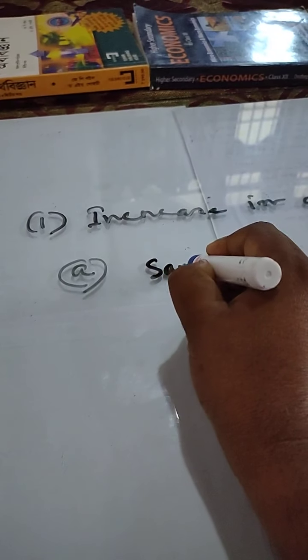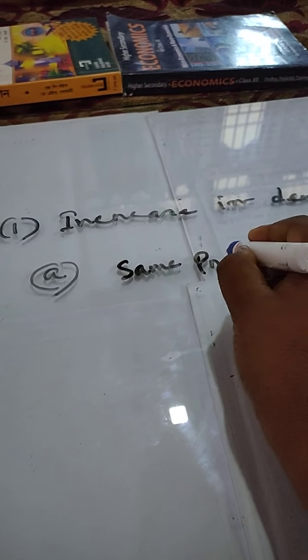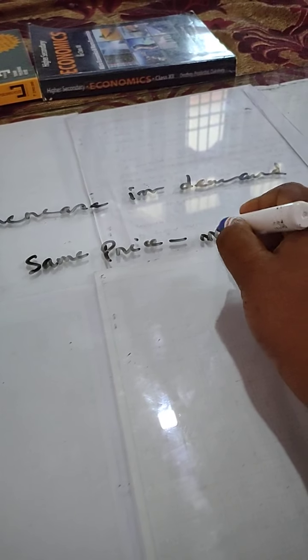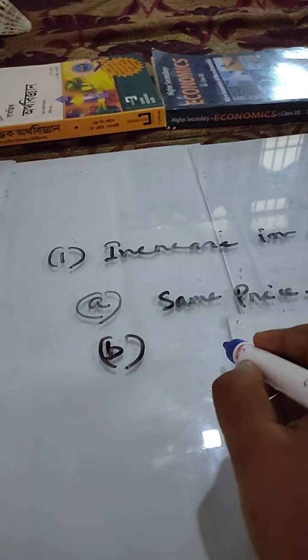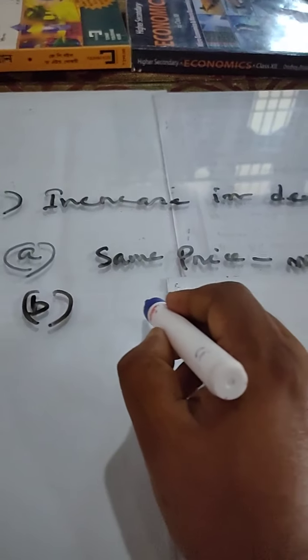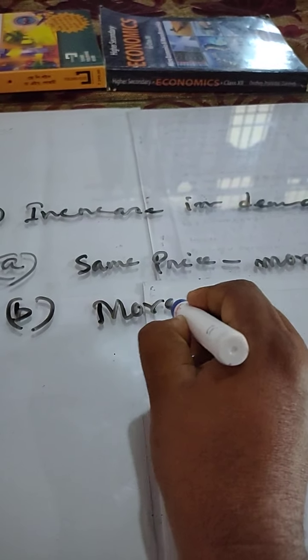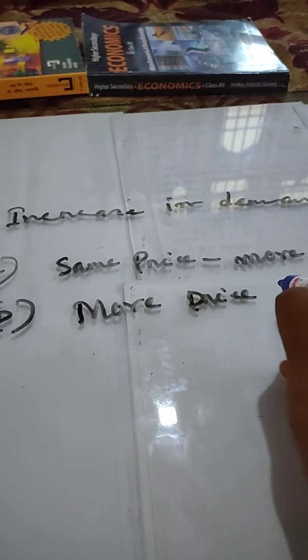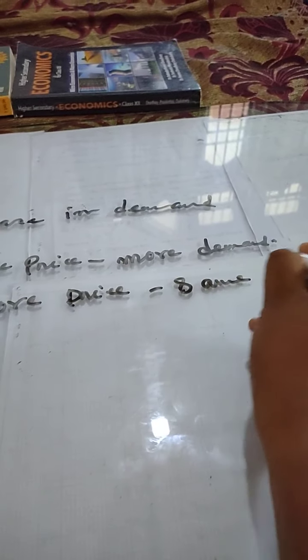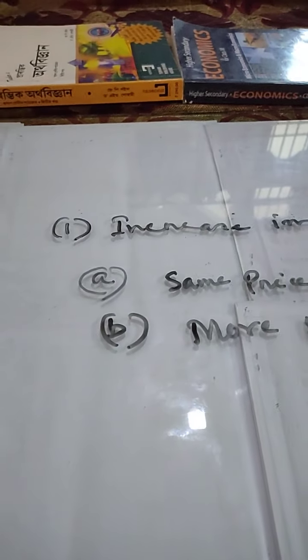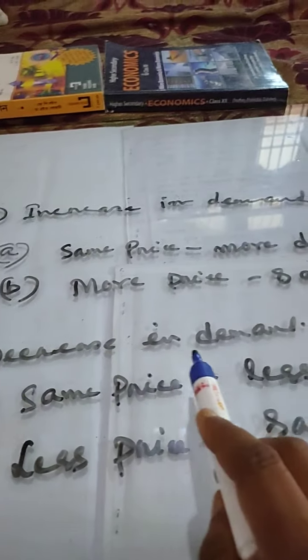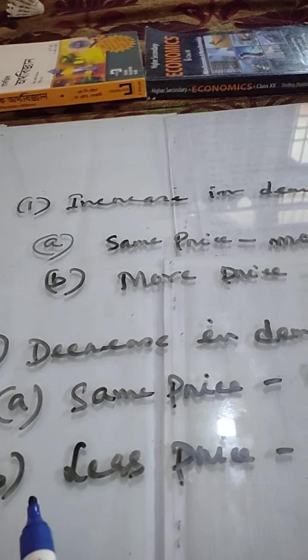Same price, more demand. And second, number two, more price, same demand. So in decreasing demand, what have we got? A, same price, less demand, and B, less price, same demand.